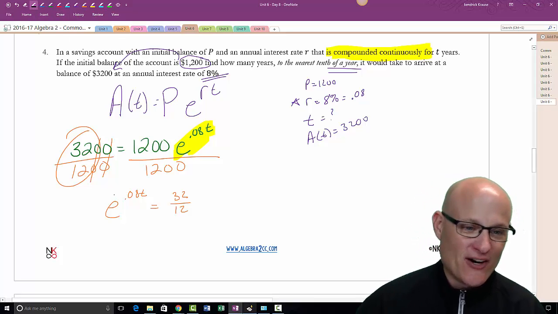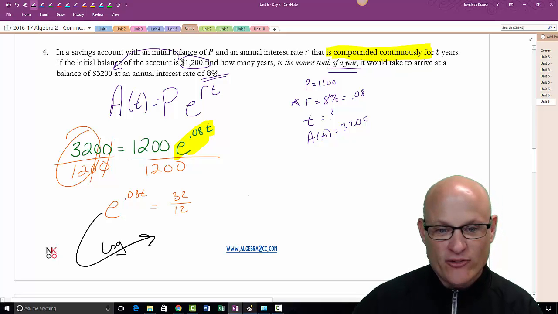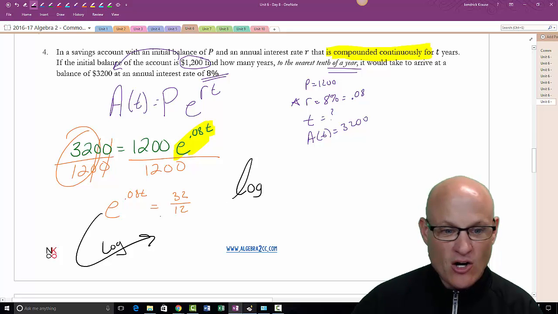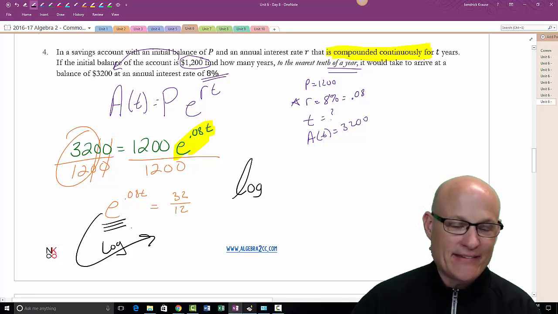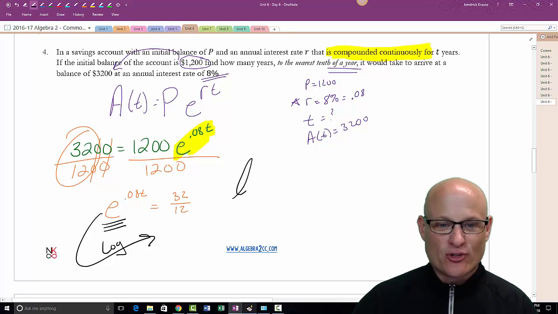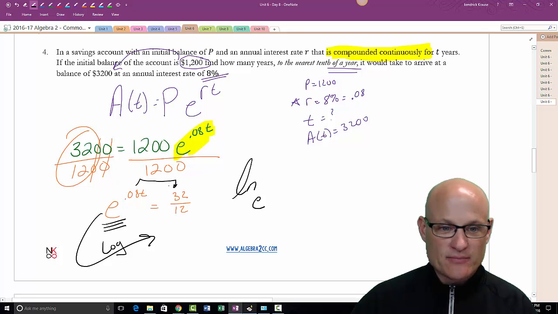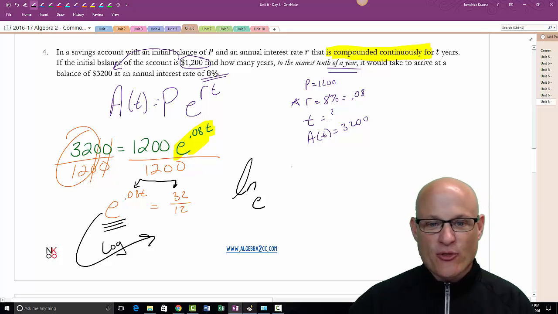And now we got to sing. Oh, you thought we were done singing. Because we're going to change this exponential into a log equation. So log, all about that base. Wait a second. We have base e. When we have base e, I can't use that log. I have to use that special log, the natural log, ln. The base is e, and then these two things switch sides. Oh yeah, you forgot about that, didn't you? So 32 over 12 equals 0.08 t.